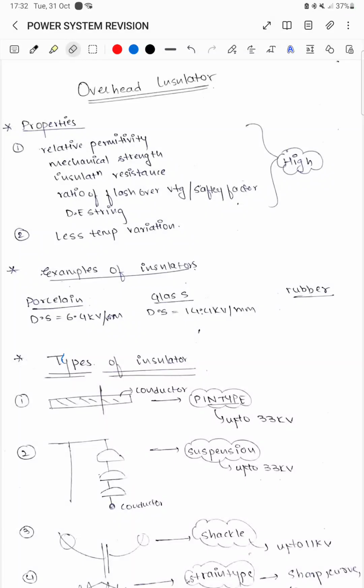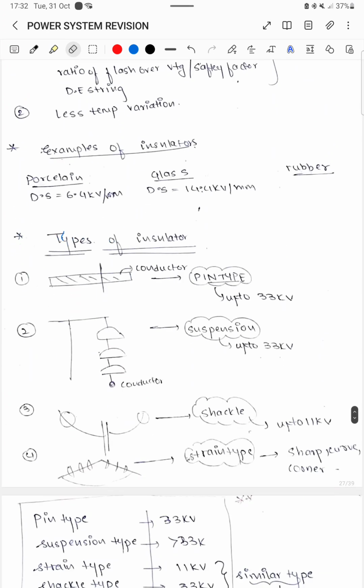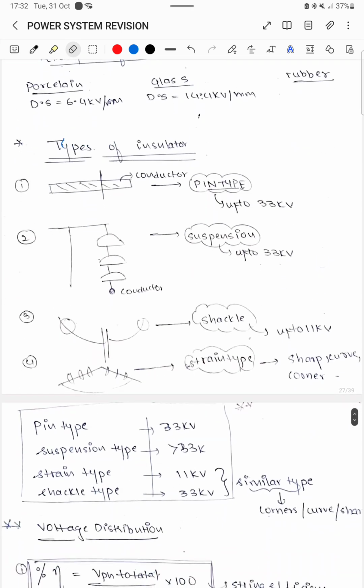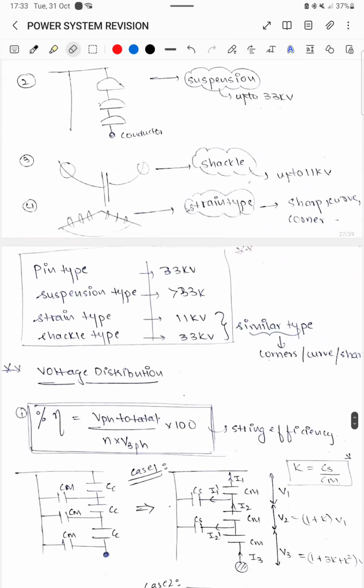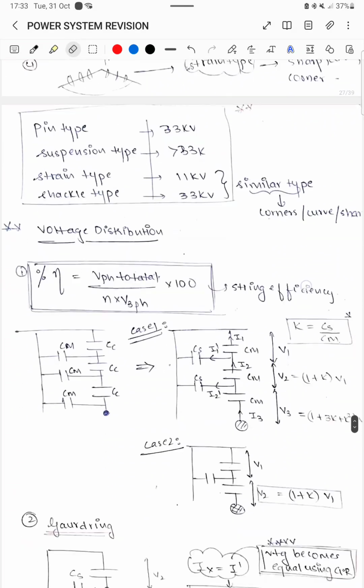Okay, so let us get started with overhead insulator. We will be looking at properties of overhead insulator. We'll look at some of the recurring examples of insulators in various exams. Then we'll see types of insulator. In that we'll be discussing four insulators: pin type, suspension type, shackle and strain type.